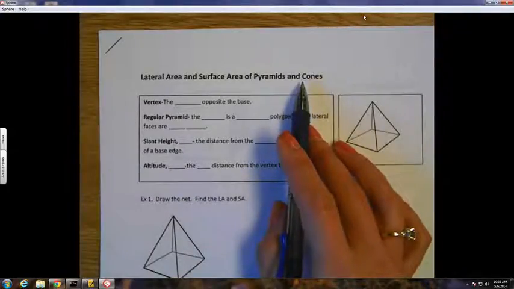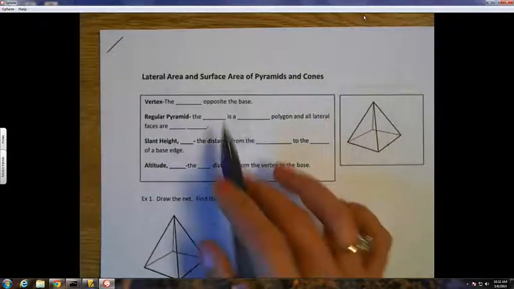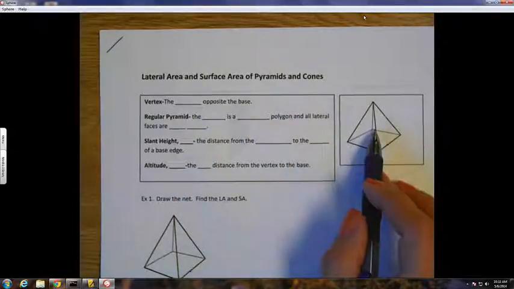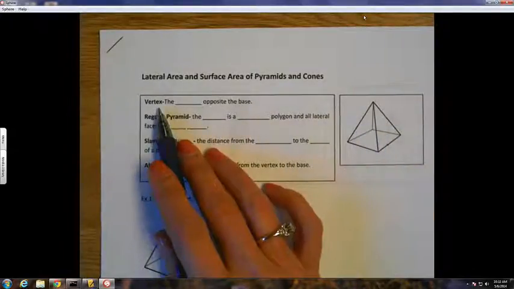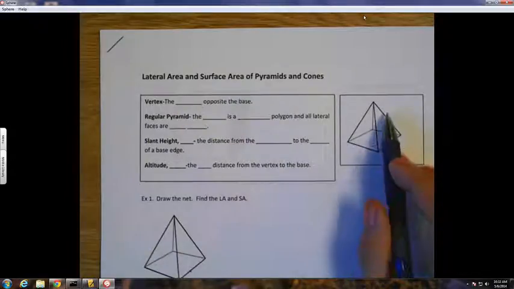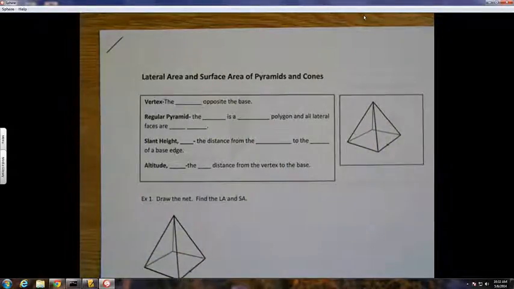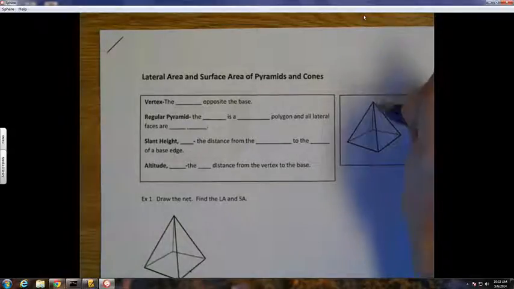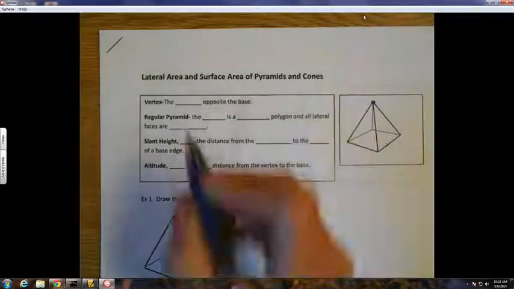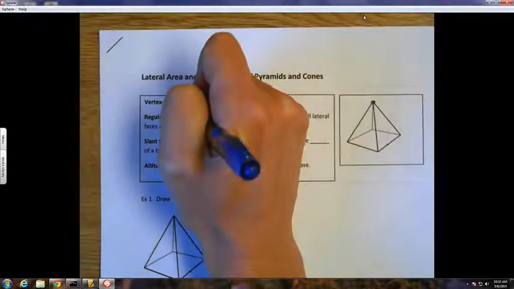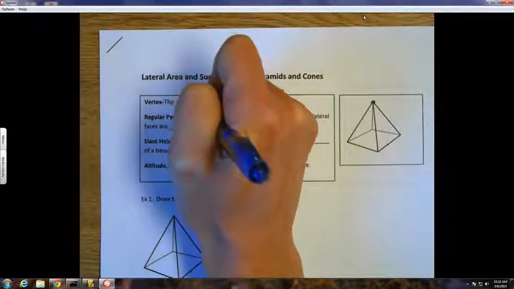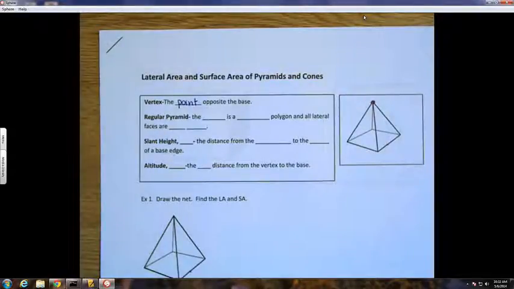Alright, so we've got to talk about the parts of the pyramid first. They talk about the vertex on a pyramid. Which vertex do you think is the vertex? The top one. Each corner is a vertex, but they refer to this one as the vertex. So it's the point opposite the base. That's the vertex.